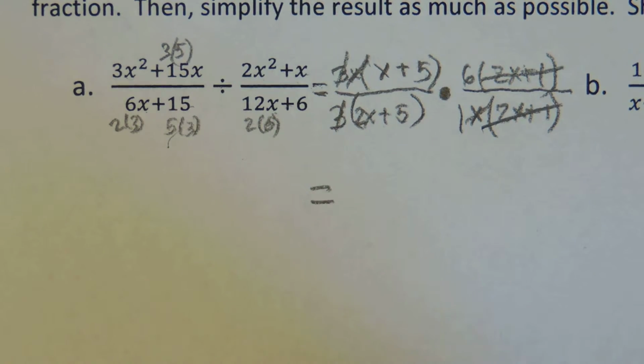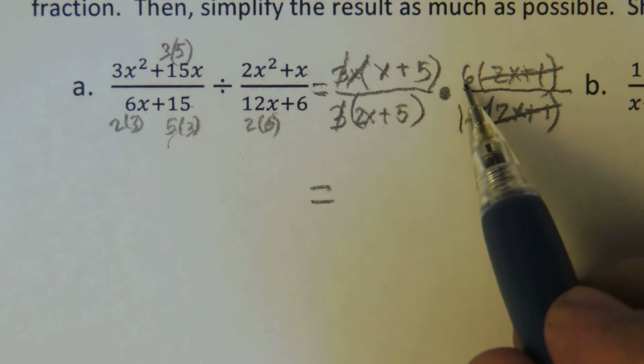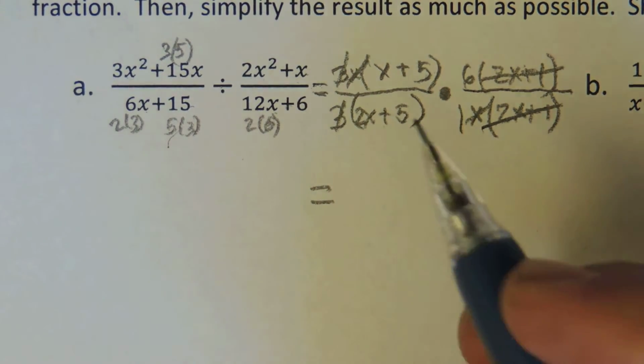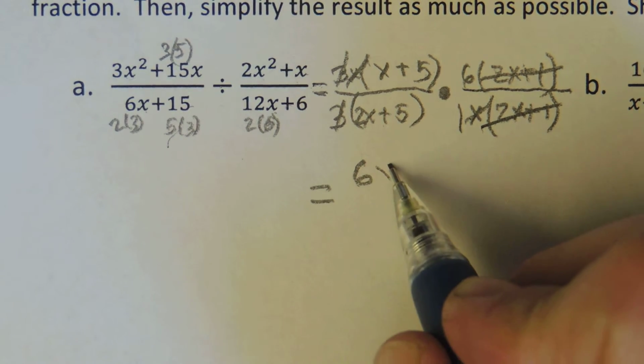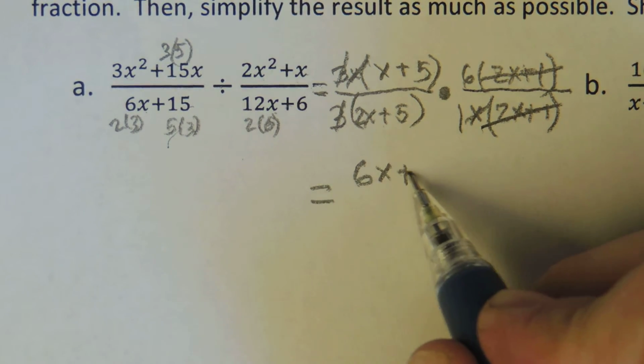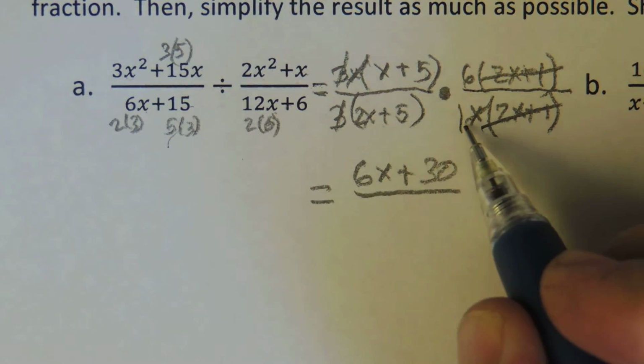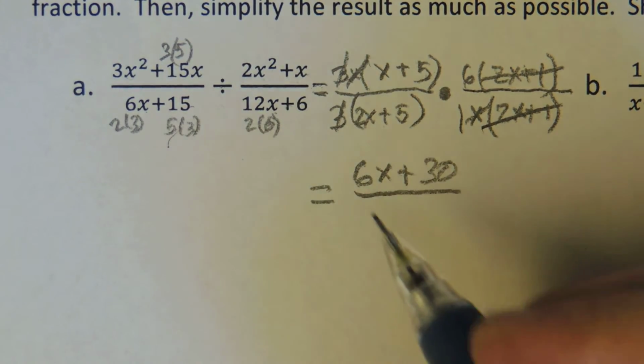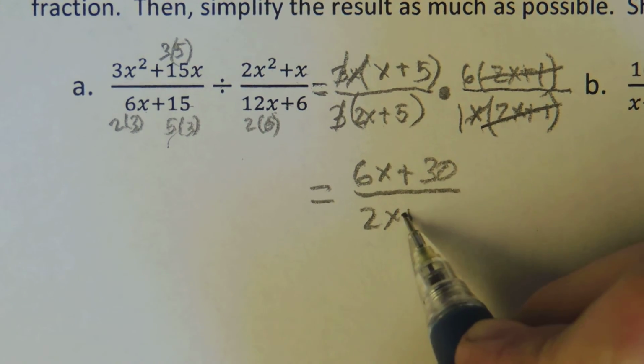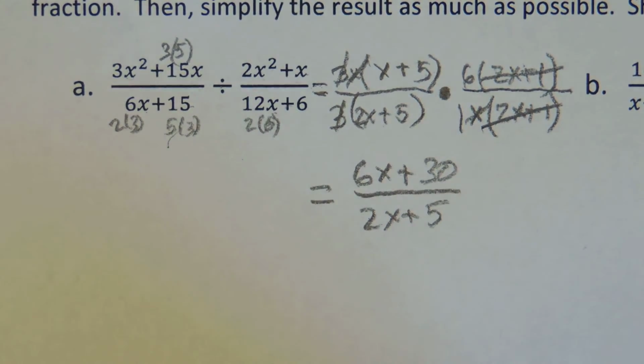Now, I just multiply what's left. I take my 6 and I multiply it by x plus 5. 6 times x is 6x. 6 times 5 is 30. And I take my 1, I multiply it by 2x plus 5. And that's my answer.